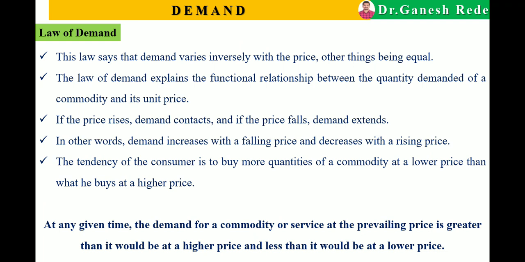In other words, demand increases with a fall in prices and demand decreases with a rise in prices. So the tendency of the consumer is to buy more quantity of a commodity at a lower price than what he buys at a higher price. Nobody wants to purchase any commodity at a higher price. All consumers have a tendency of purchasing goods at the minimum price. That is the human tendency.